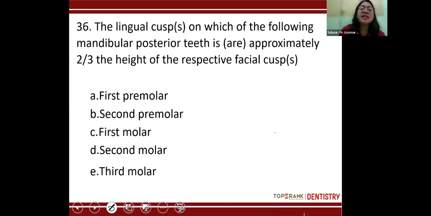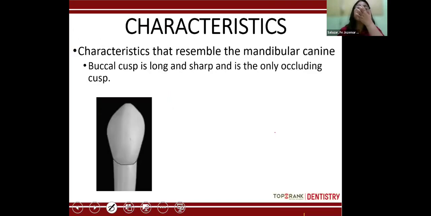Number 36. The lingual cusp on which of the following mandibular posterior teeth is approximately 2/3 the height of the respective facial cusp? Ano dyan yung maliit ang lingual cusp? First premolar, second premolar, first molar, second molar, third molar. Yes, it's your mandibular first premolar, because again, your lingual cusp looks like a cingulum. So these are characteristics that make it resemble the mandibular canine.